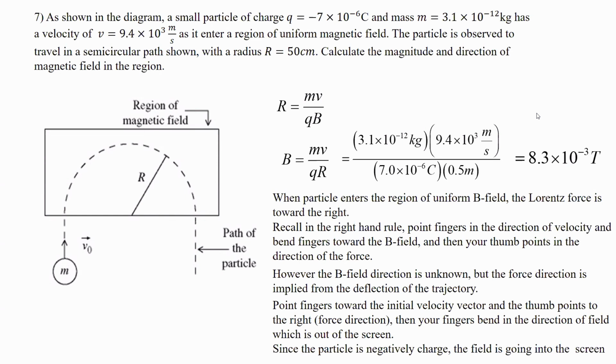Right at the boundary, and then wrap your left hand fingers, and it would go into the page. But if you want to do the right hand rule, you would just have to do a 180, because it's under the assumption that you're doing this for a positive charge particle.